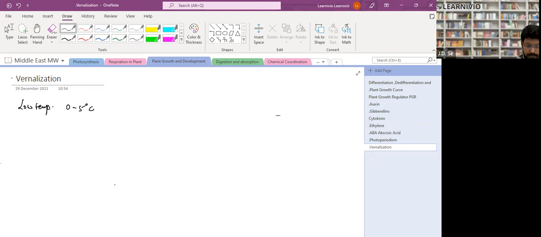Let's stop. The low temperature required for vernalization is 0 to minus 5 degrees centigrade. That's it. So this was all about this chapter, and all about plant physiology and our syllabus.